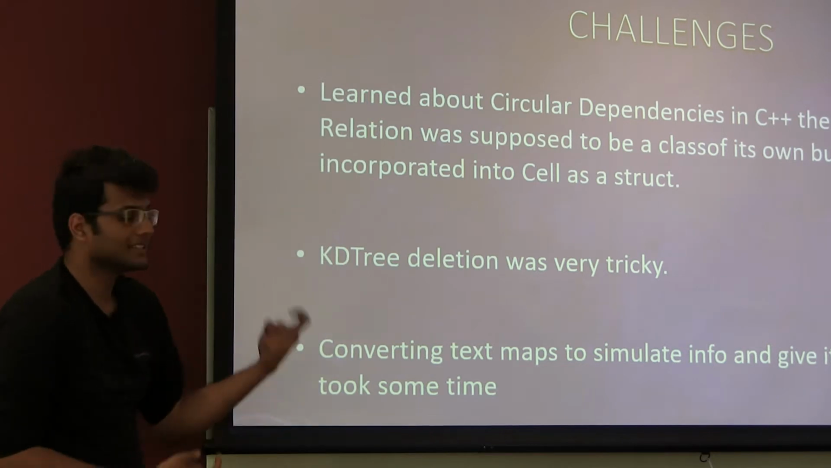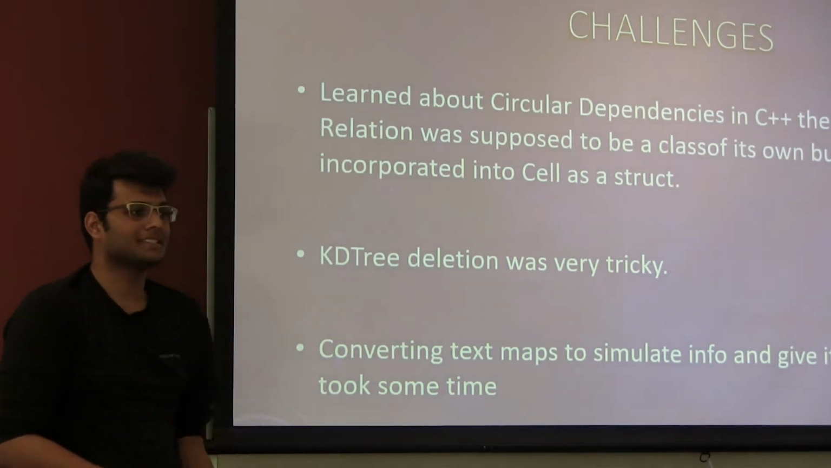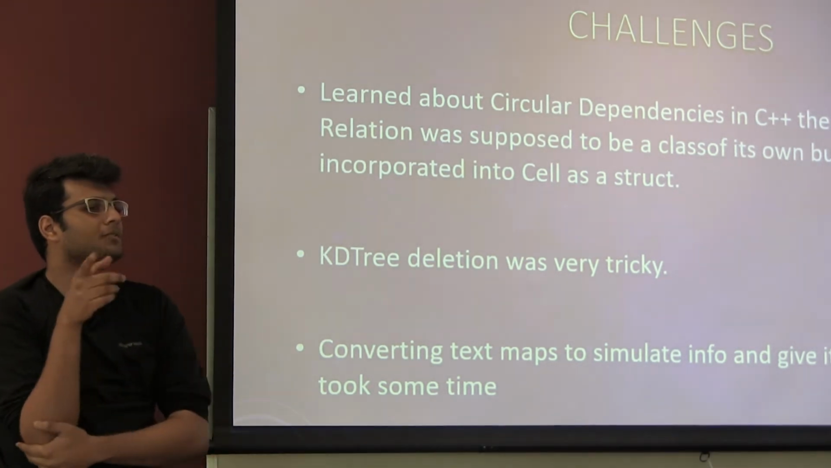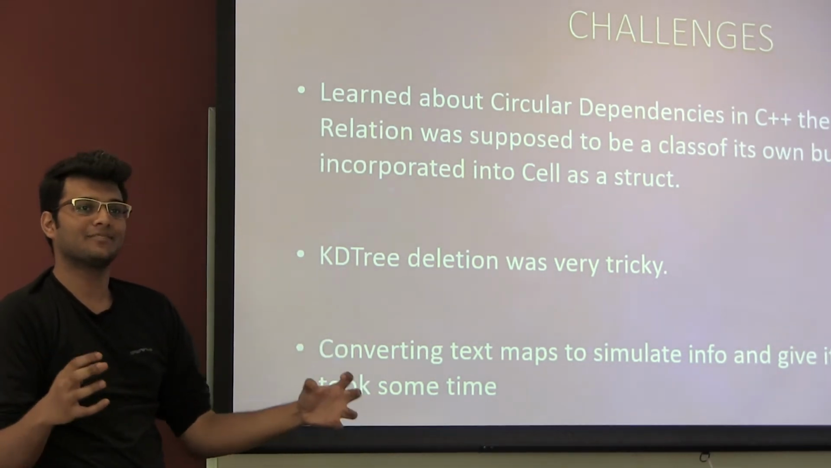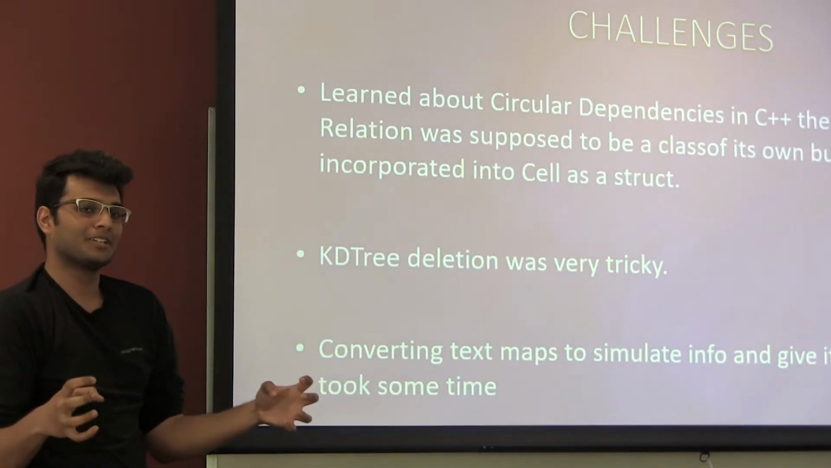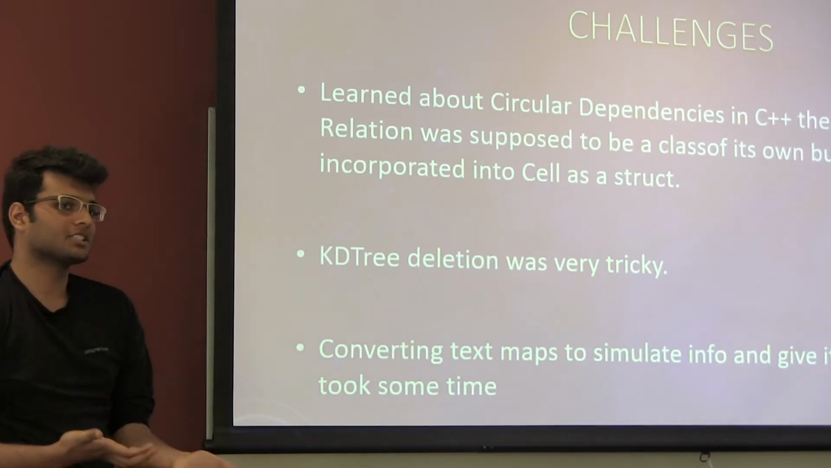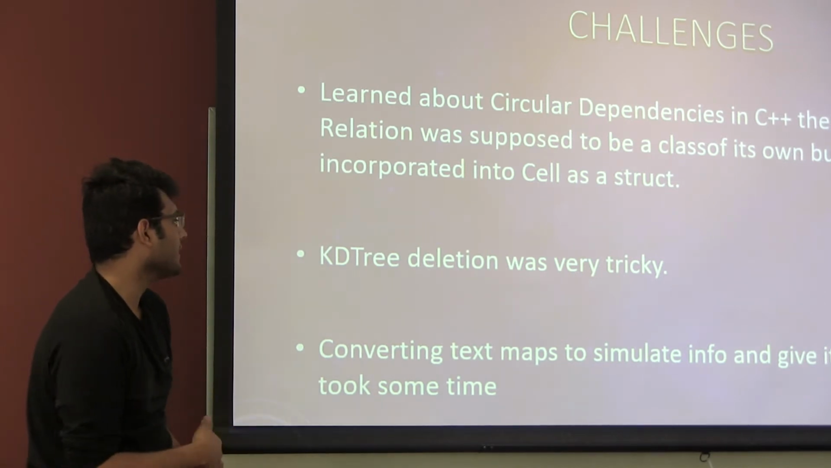So challenges during my project. The first thing I learned was circular dependencies in C++. I designed the thing, but I thought it wasn't going to come up, but it did. Cells needed relations and relations needed cells, and I was like, why isn't it compiling? It kept on giving me errors and errors. I thought it might work out with forward declarations, but it didn't, so I had to add the relations back in cell, and everything worked out fine.